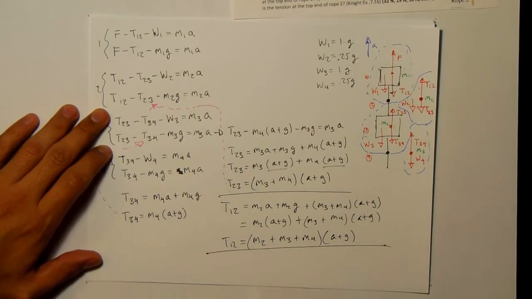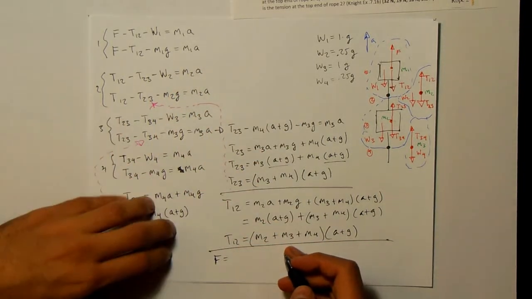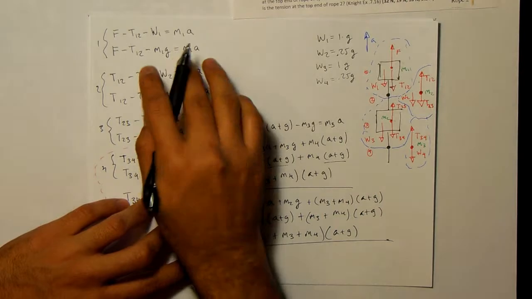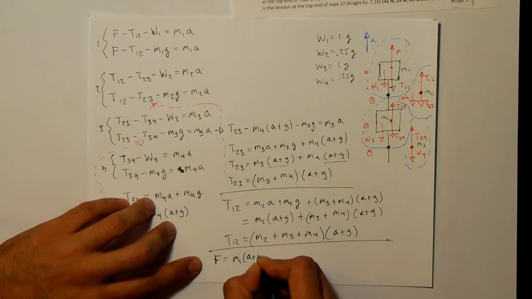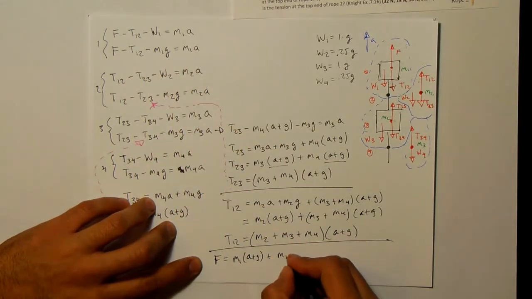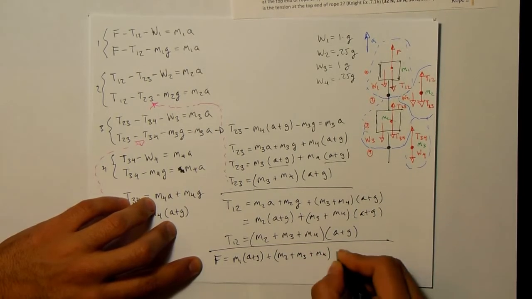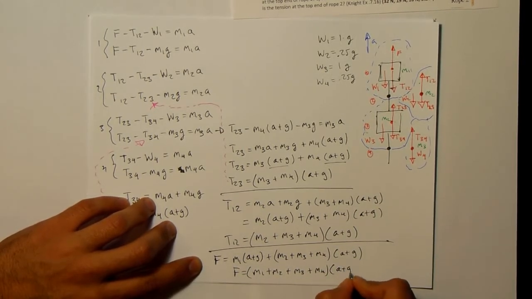Then the last one, F, a similar thing is going to happen, where the force is going to be equal to M1. I'm going to skip another step. I'm going to move this over here and factor out the M1. It's going to be M1 (A plus G) plus, and then the T1-2 gets moved over to this side, M2 plus M3 plus M4, A plus G. So F is equal to M1 plus M2 plus M3 plus M4, times A plus G.